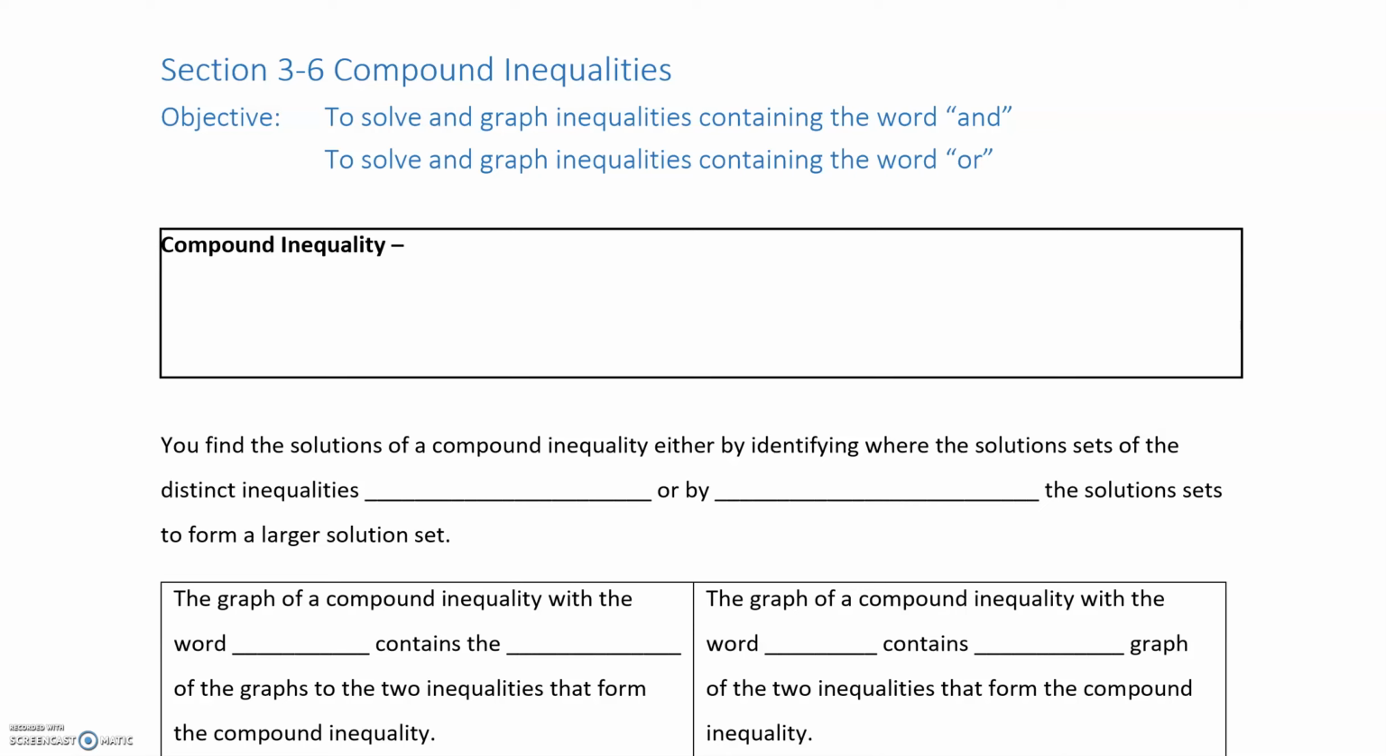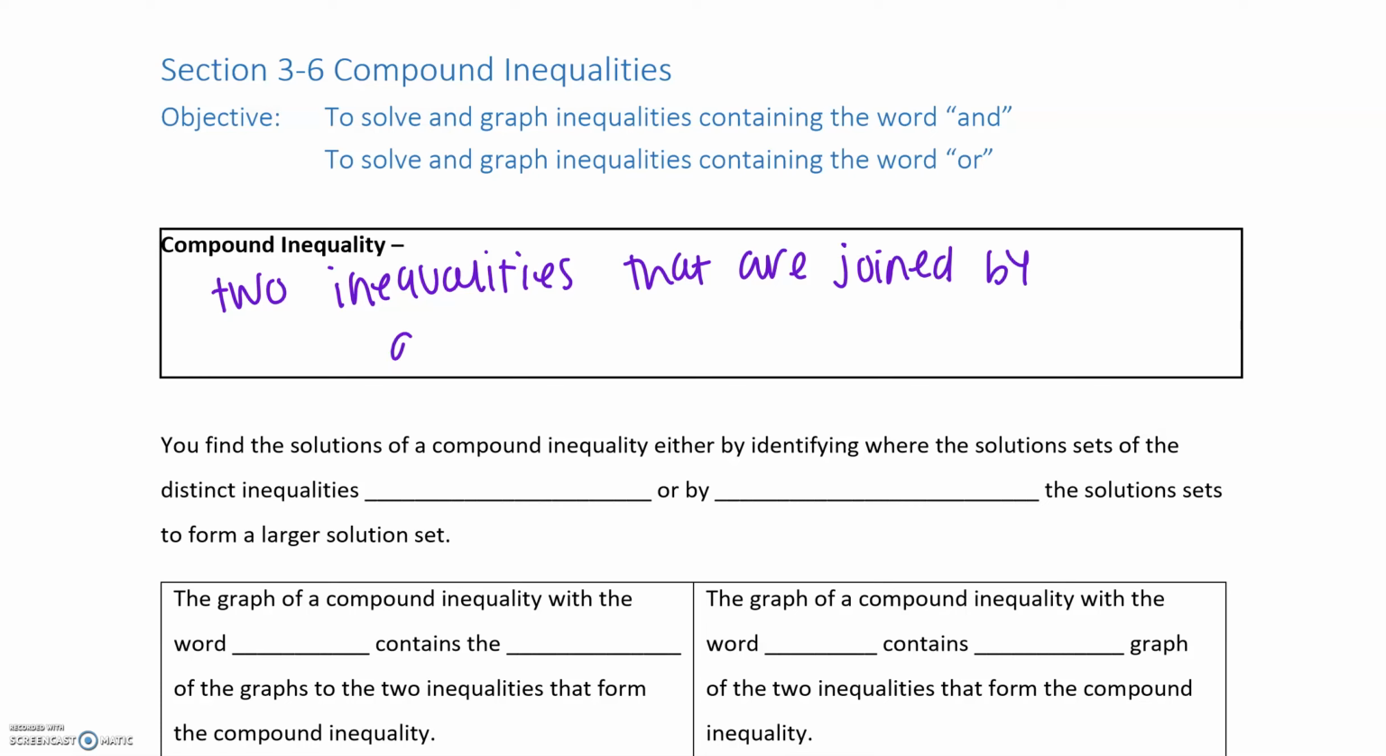Okay, so this is our last section, and we're looking at compound inequalities now. So instead of just looking at one inequality, we're going to start looking at two. So a compound inequality just means that we have two inequalities that are joined by the words "and" or "or".